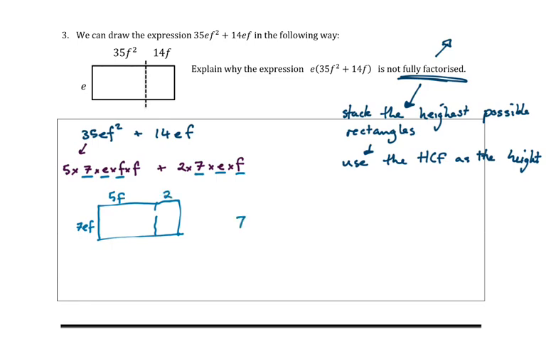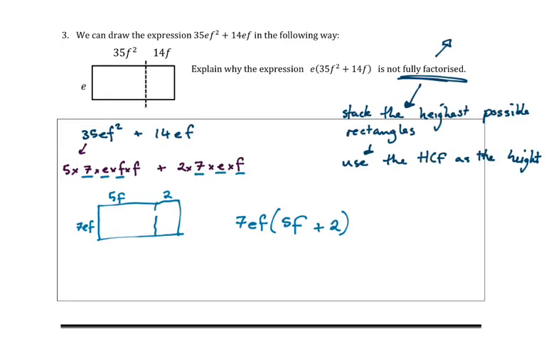So factorised, written with brackets, would be 7ef brackets 5f plus 2. I'll go back. So this expression, 7ef brackets 5f plus 2, is fully factorised because I've taken out the highest common factor, or stacked it as two rectangles using the highest possible height, which is the highest common factor of the two terms. Okay, let's move on.